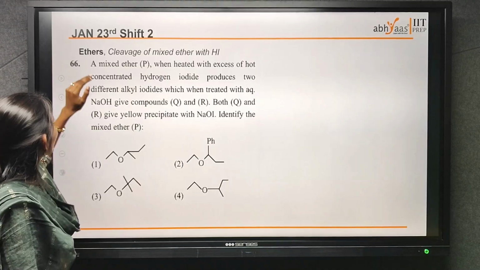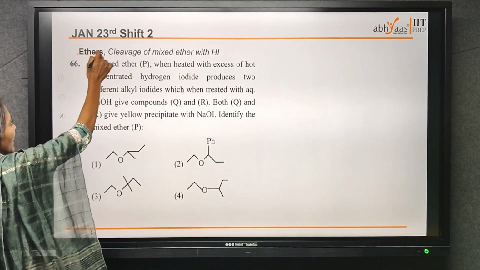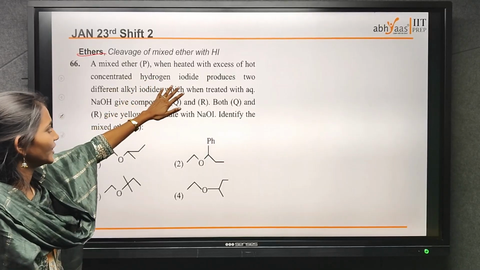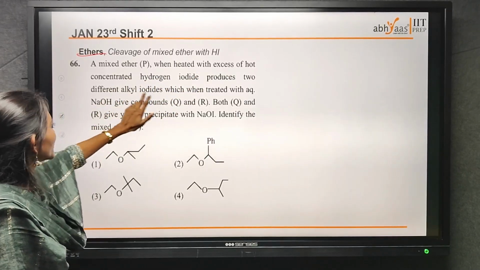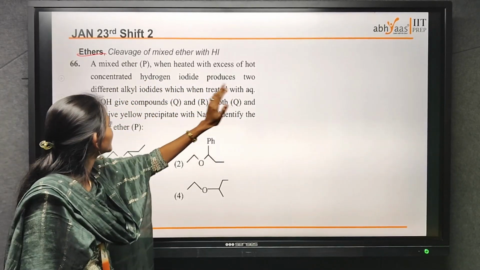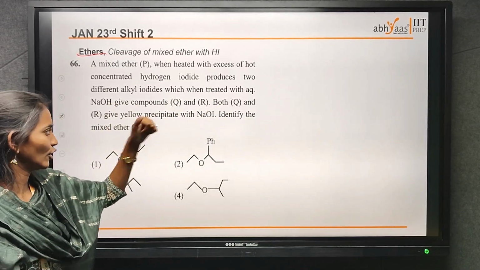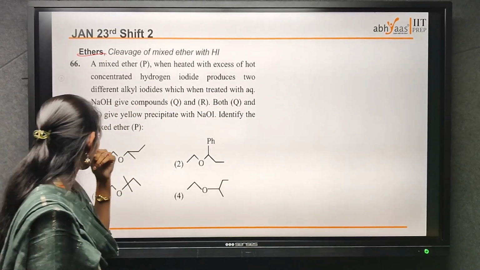Moving on to the next question, they have given from ethers. A mixed ether when heated with excess of hot concentrated hydrogen iodide produces two different alkyl iodides, which when treated with aqueous NaOH give Q and R. Both Q and R will give a yellow precipitate with NaOH. Let's need to identify that.